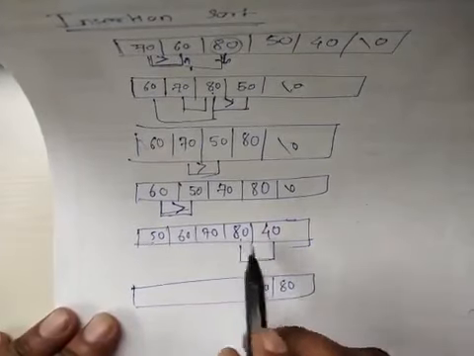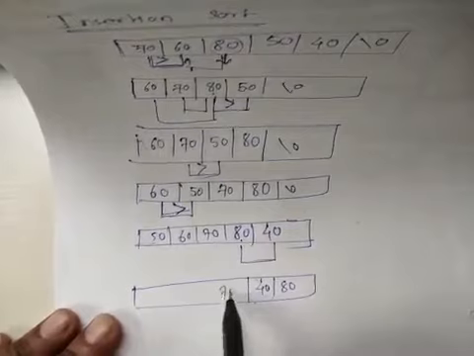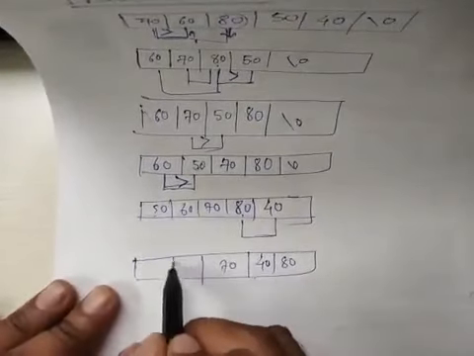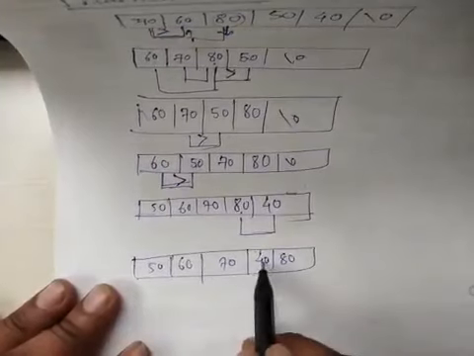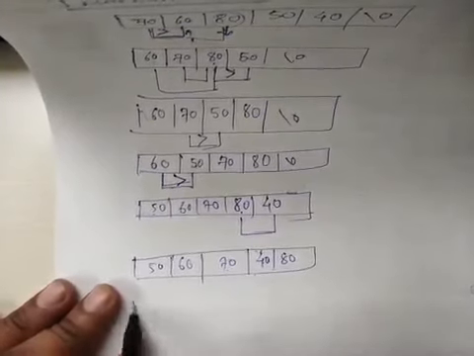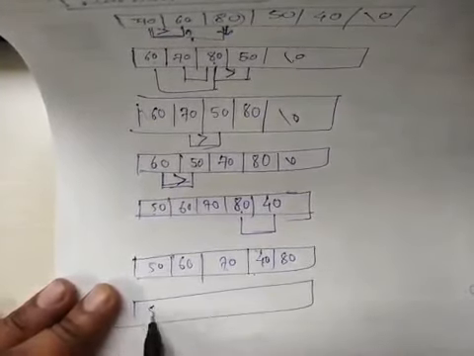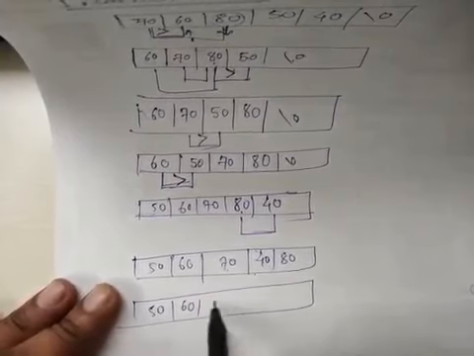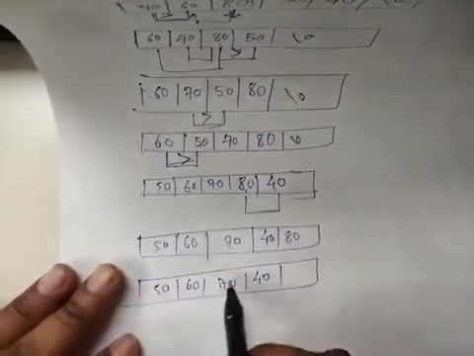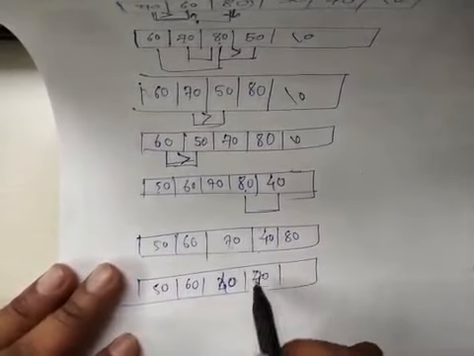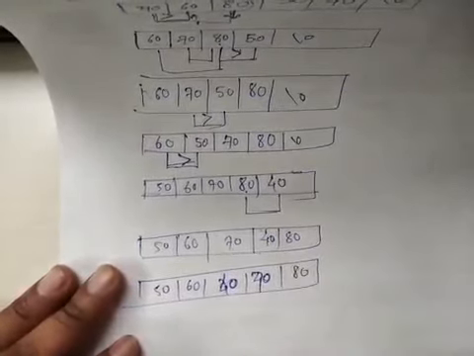Then this 40 is going to be compared with the next elements, that is 70, 60 and 50. So 40 is less than 70, it will swap their positions. So 40 comes here and 70 comes here, and this is your 80.